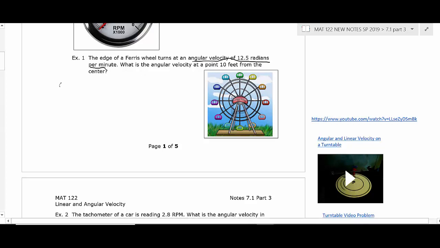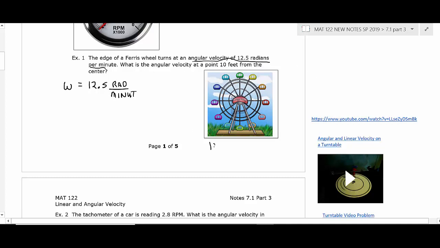Okay, so I'm just going to write that down. If you have an angular velocity, you use omega, and we're just going to say that's 12.5 radians per minute. Okay, now what the question's asking is this. What that's really saying is every time a minute goes by, it sweeps through 12.5 radians.